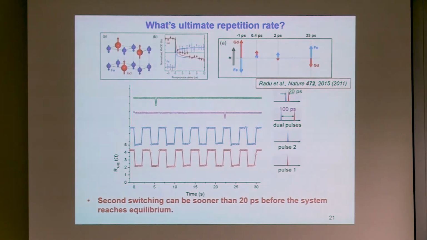In our study, of course, ideally you would want to keep tuning the delay between the 2 pulses closer, reducing the delay, so that eventually the switching reoccurs. I think our system just has some limitation. We couldn't do that in this experiment, okay?